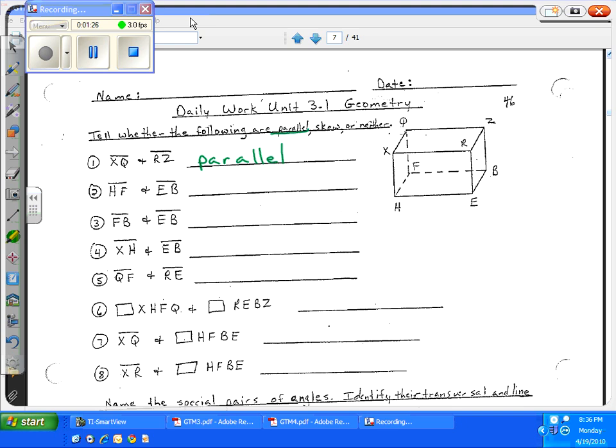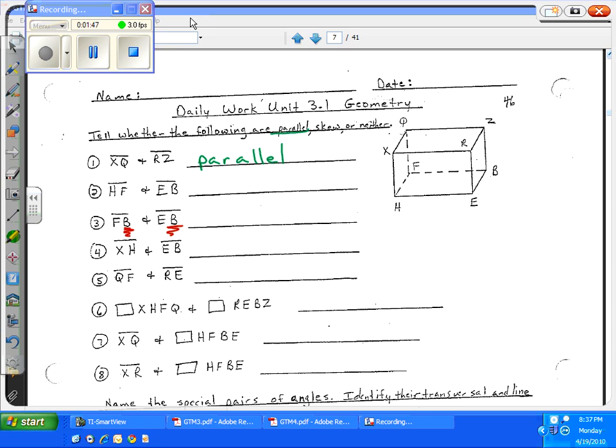F, B, and EB. You can just look at how they're named and tell something about those two, right? What are they going to do without even looking at the picture when you realize that, okay?